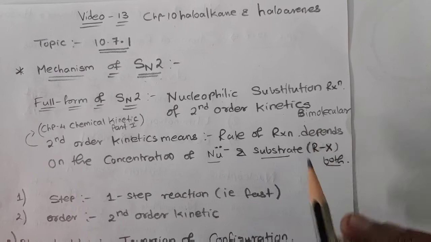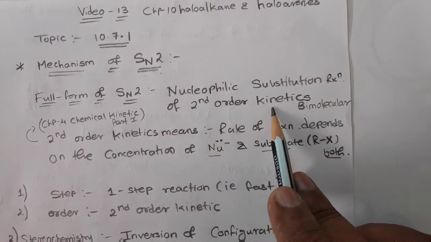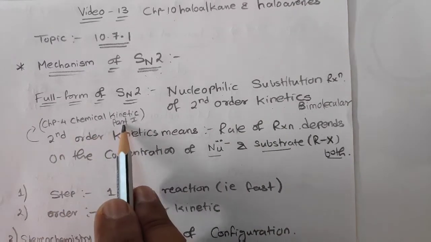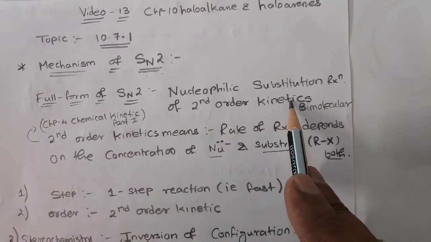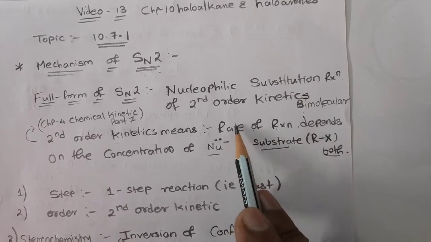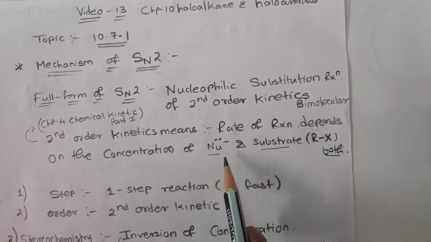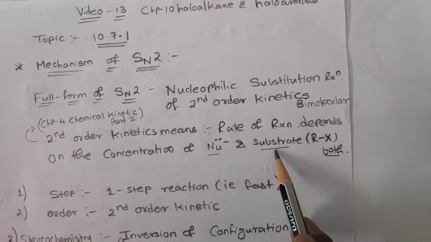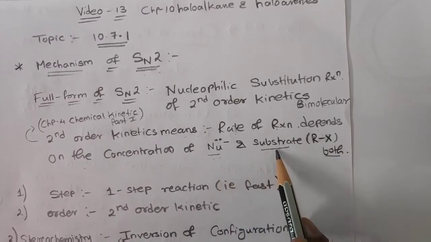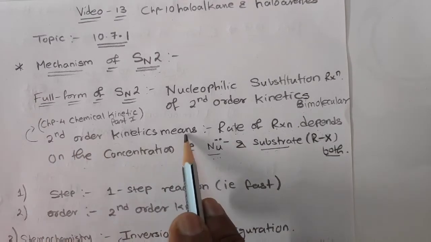Bimolecular means two molecules. Why is it called second order kinetics? You will study this in Chapter 4, Chemical Kinetics, part 1. Second order kinetics means the rate of reaction, that is, the speed, depends on the concentration of both the nucleophile and the substrate. That's why it is called second order kinetics.